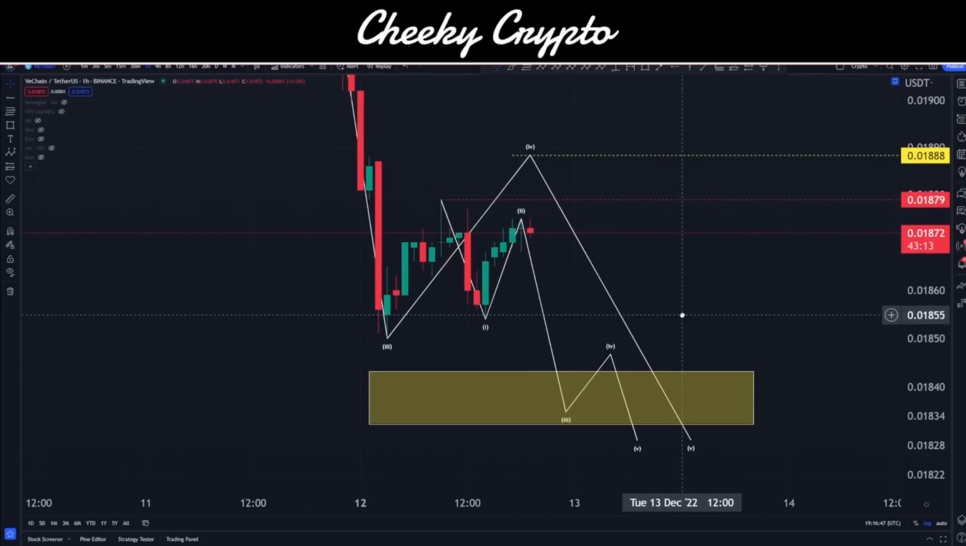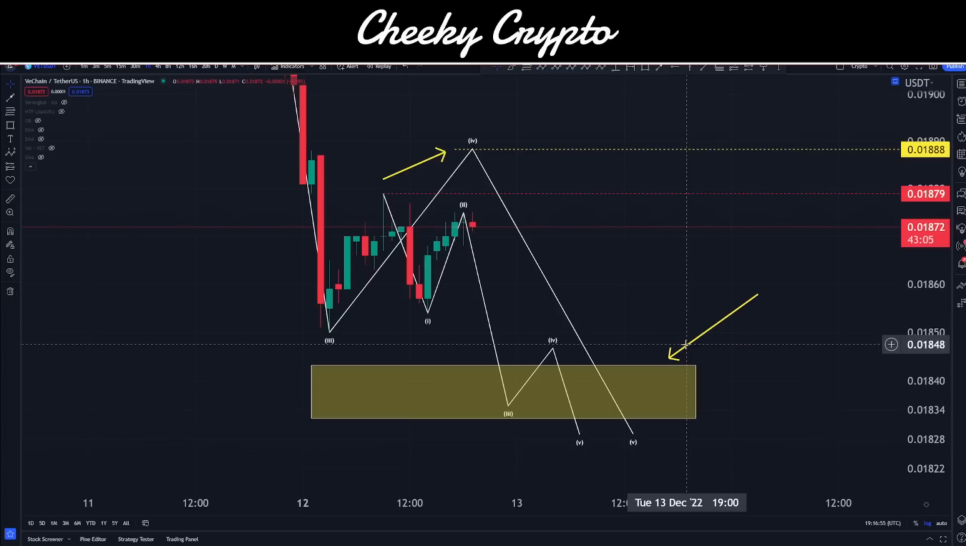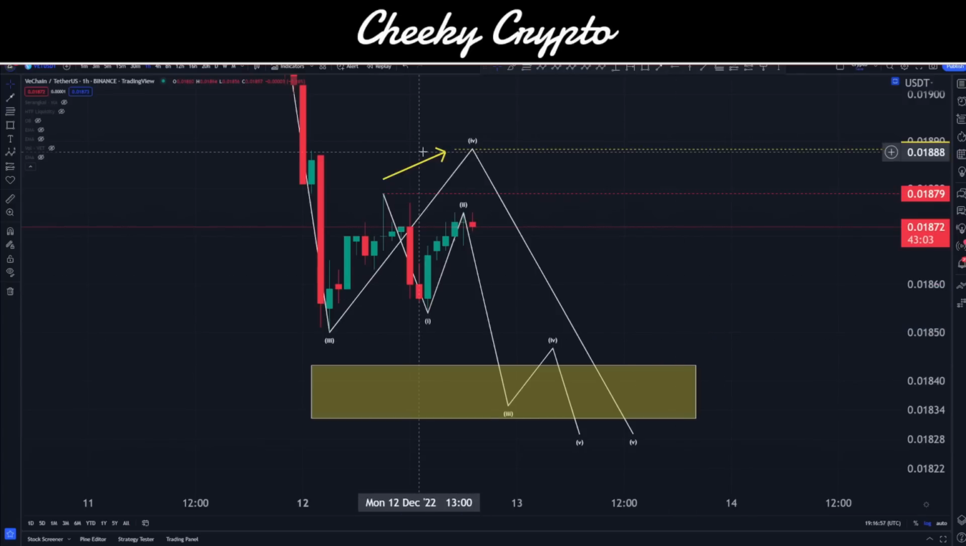So lots of things to be thinking about. The higher that wave 4 goes, so if we do go up into this dashed line here, then the lower our 5th wave target will be down at the bottom here for Vechain. Okay, so lots of things, lots of rules and all that kind of stuff.